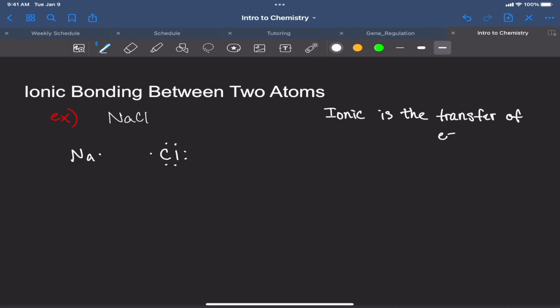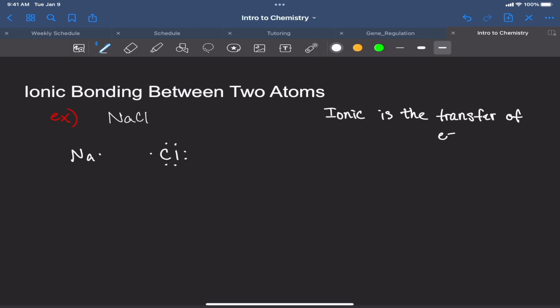Sodium is in the first column of the main group, right? We're excluding the transition metals. Chlorine is in the 7th column. So sodium will be in the 1A column. Chlorine will be in the 7A. A represents main group. If you see B after it, that'll mean it's not in the main group.